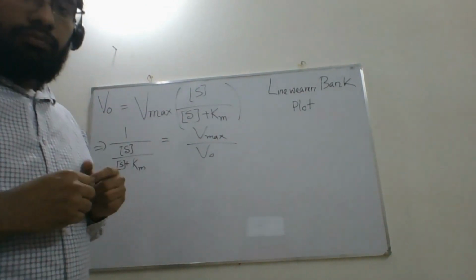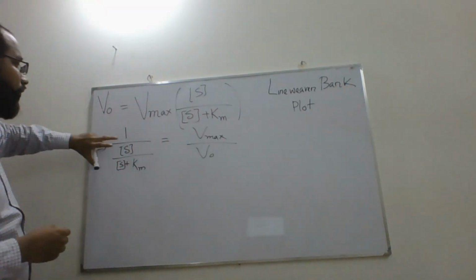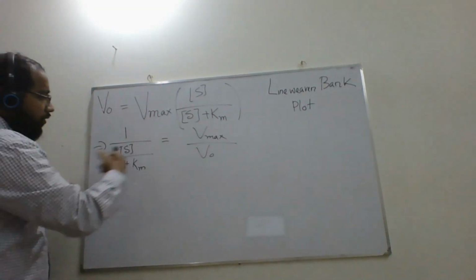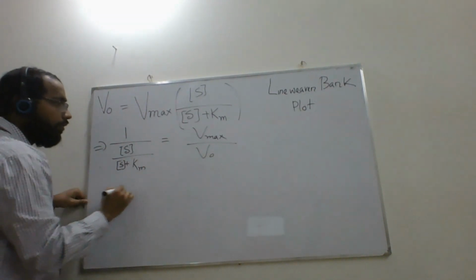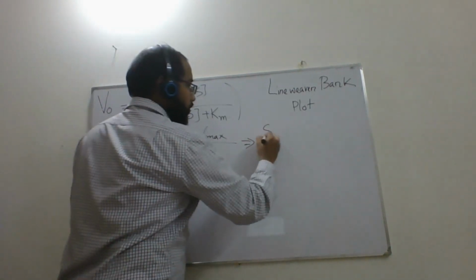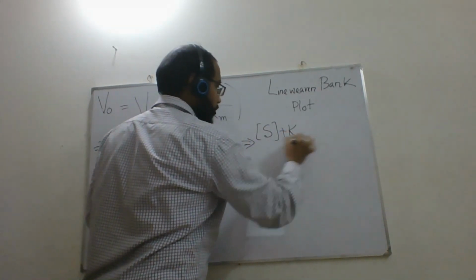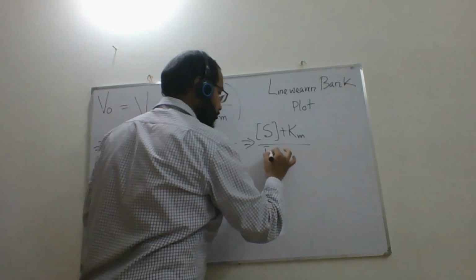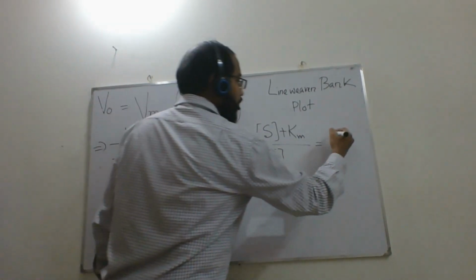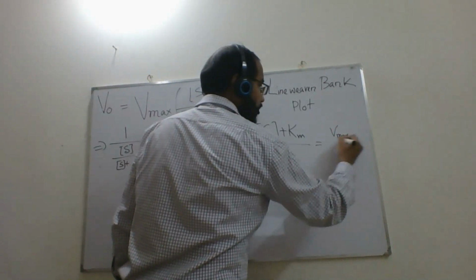Now simplifying this one, we will get s plus km divided by s equal to vmax by v0.